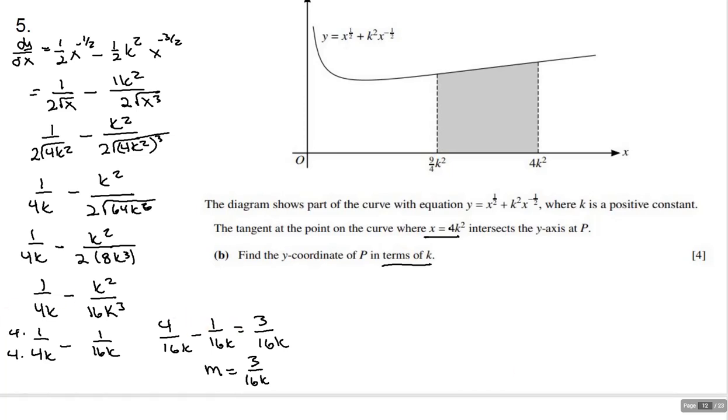And we're going to do it the same way we would always do it. y equals mx plus b. Do I know what y is? No, I don't know what y is equal to. So what I'm going to do is take this x value they gave me, and I'm going to plug it into here.